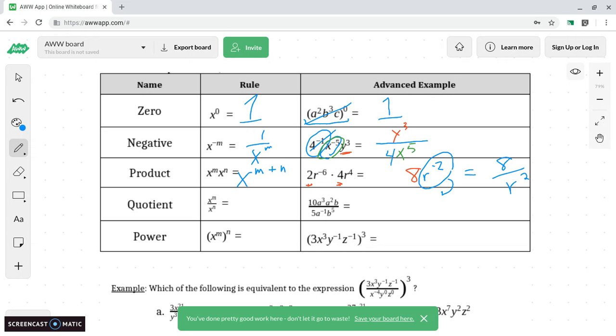Our next rule is the quotient rule. So when we divide variables that are the same, we want to subtract our exponents, and we always subtract the top minus the bottom.